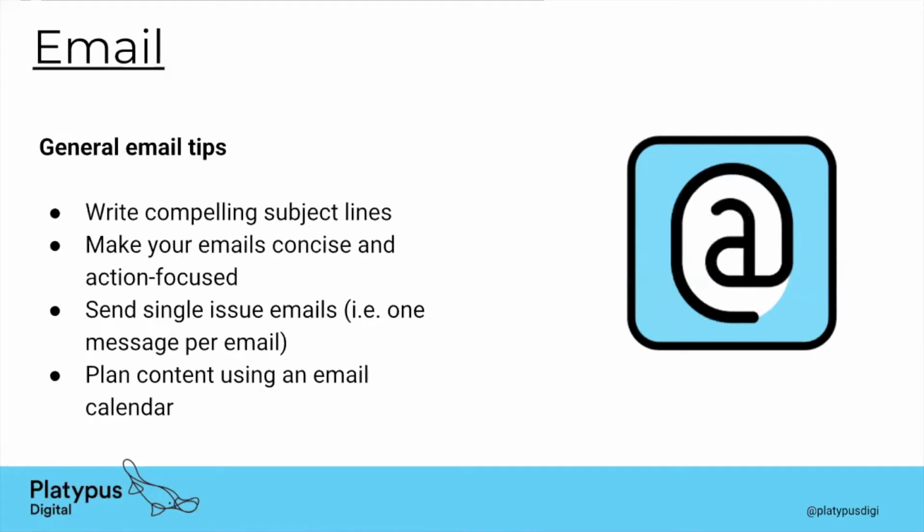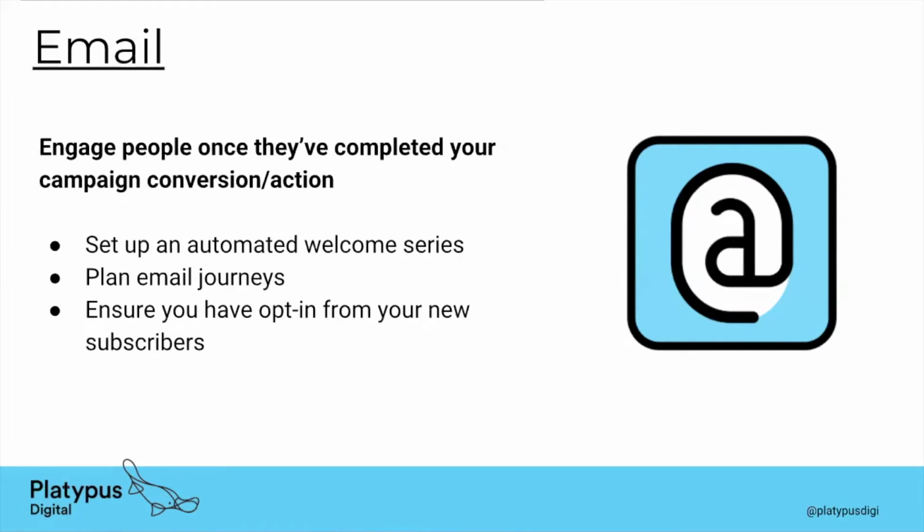With email, it's all about writing compelling subject lines, making your emails concise and action-focused. Keep it short. Don't do huge, long newsletters where your campaign is just one of lots of stories. Try to just put out one message in your email instead of burying it in lots of others. And try to plan your content using an email calendar. This is where your content calendar across the board is going to come into play. Your email calendar will hopefully dovetail into that really nicely.